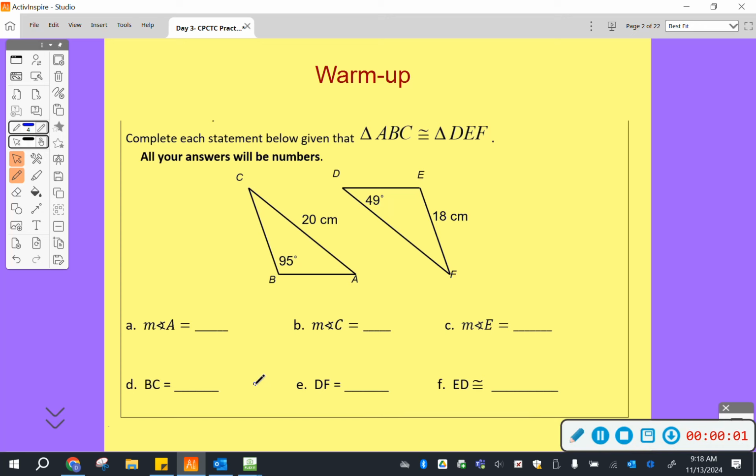First, complete each statement below given that ABC is congruent to DEF. What is the first thing you are going to do? Write them like up down. Make my chart.